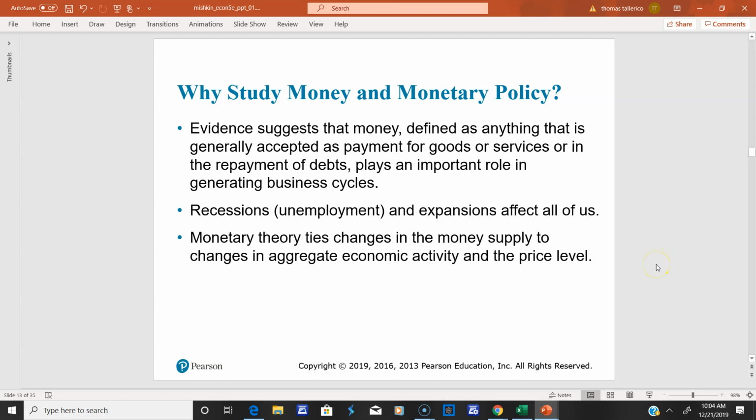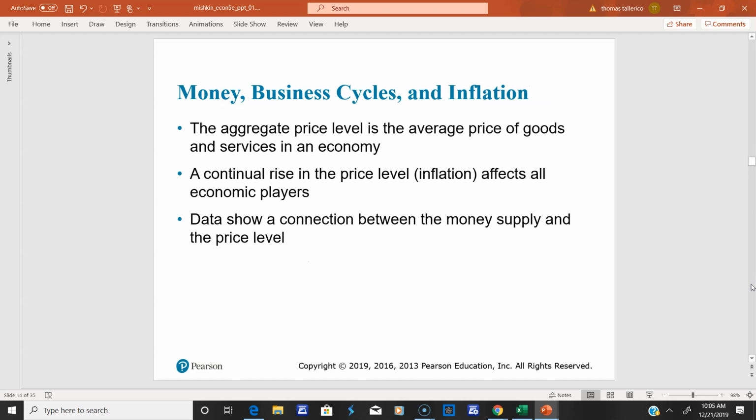So, as you know, the Fed is always tinkering with interest rates, lowering them or raising them depending on the state of the economy. And basically, monetary theory, as controlled by the Fed, ties changes in the money supply, M1 or M2, to changes in aggregate economic activity, the price level of the dollar, and interest rates. Money and interest rates are intimately tied together. And the aggregate price level is the consumer price index, the average price of goods and services.